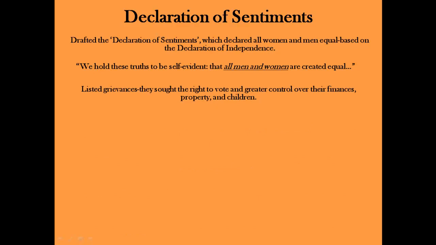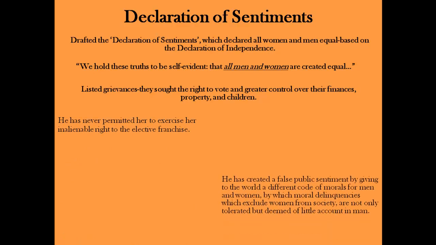They argued that men had not allowed women to vote. Men had established a society with two moral codes. Virtue was for women, vice was for men. He had taken her property upon marriage and any money that she earned.